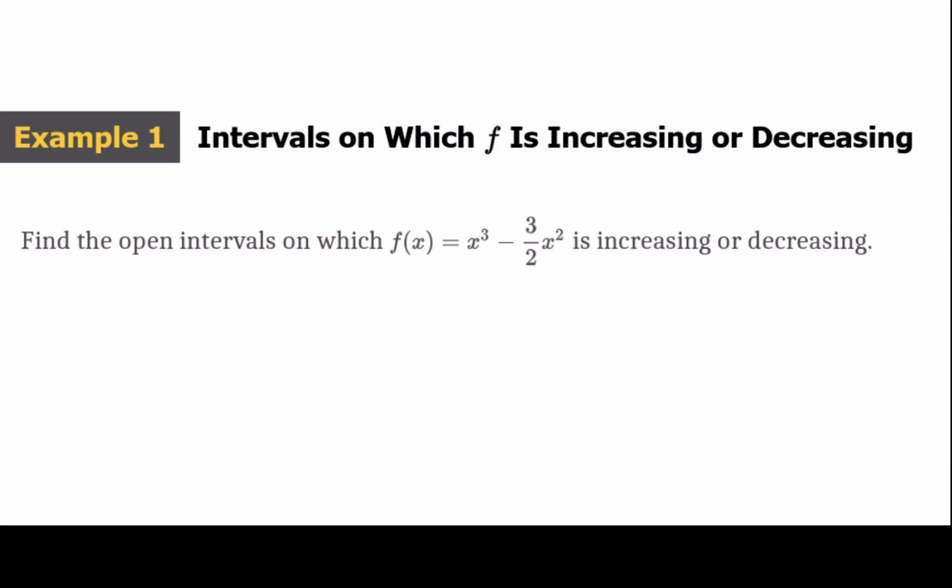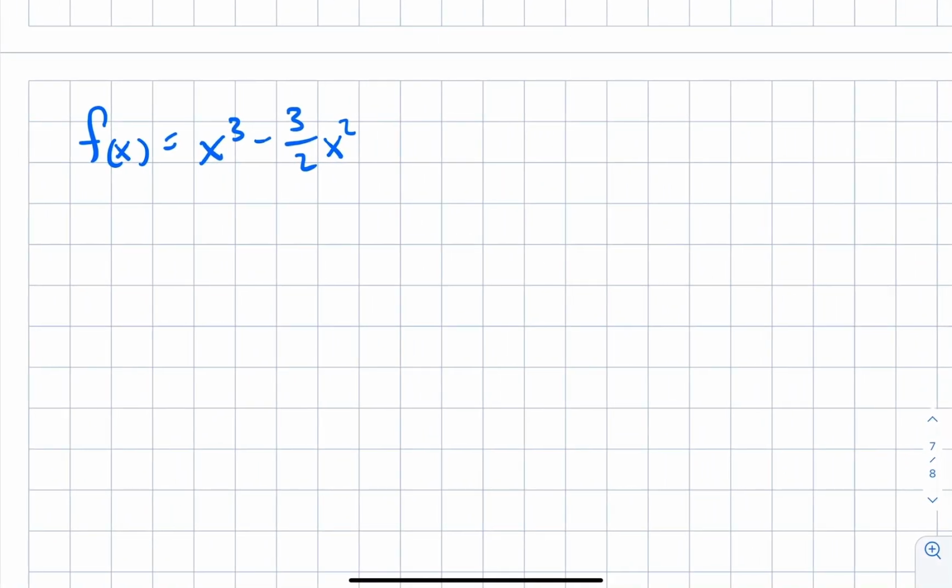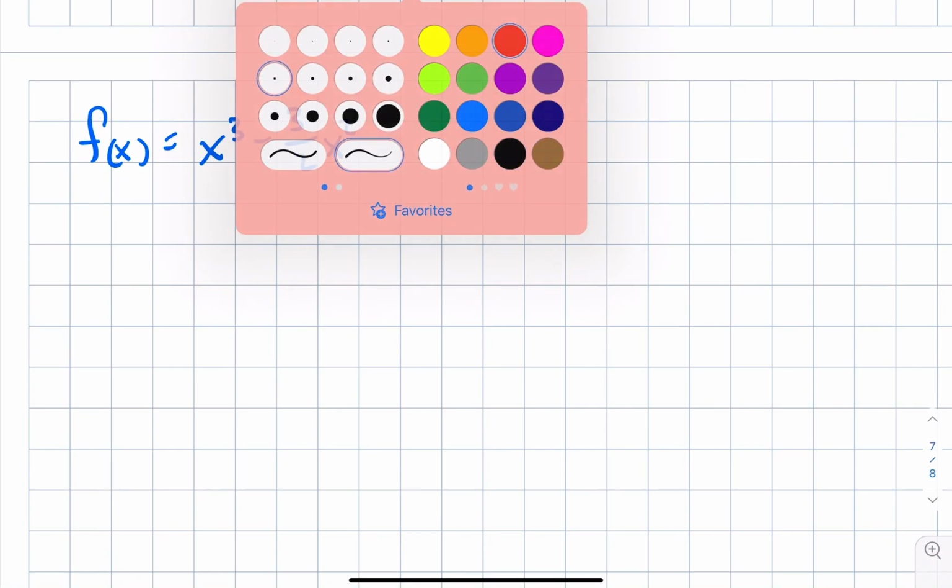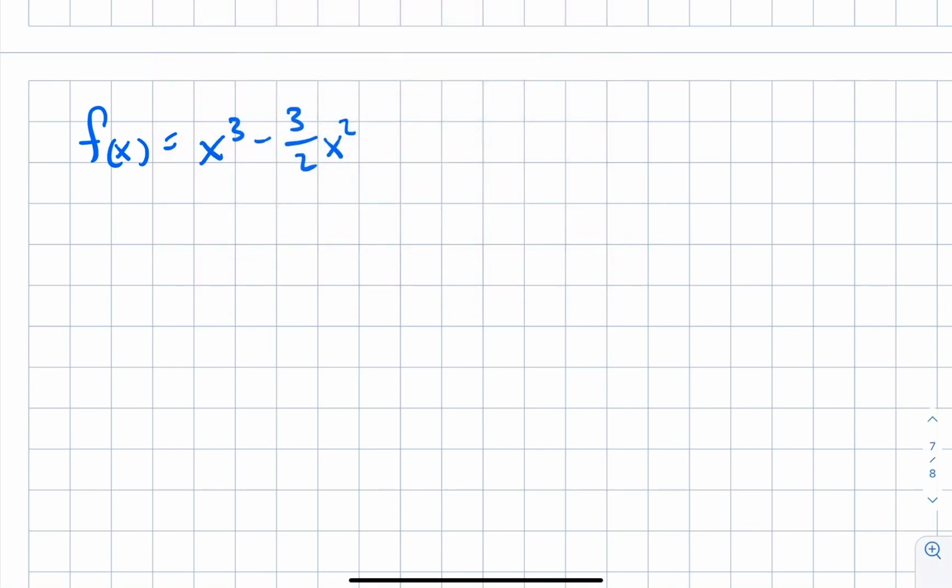All right, we have: find the open intervals on which f of x equals x cubed minus 3/2 x squared is increasing or decreasing. Okay, so let's see how we would work that out. And here we go. There's our function there, f of x equals x cubed minus 3/2 x squared.